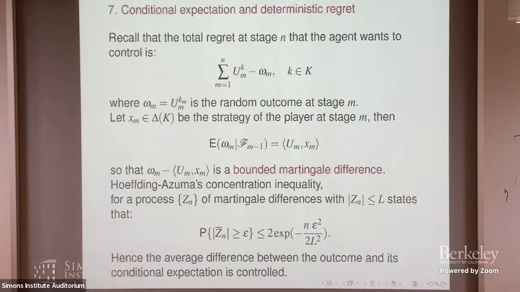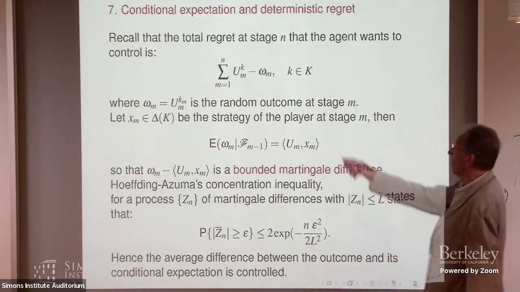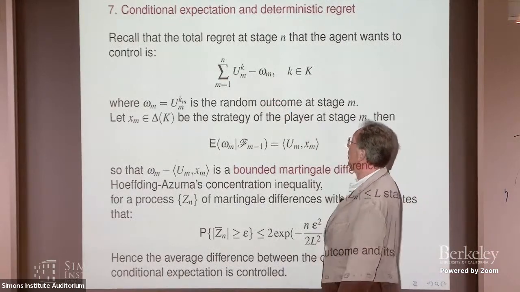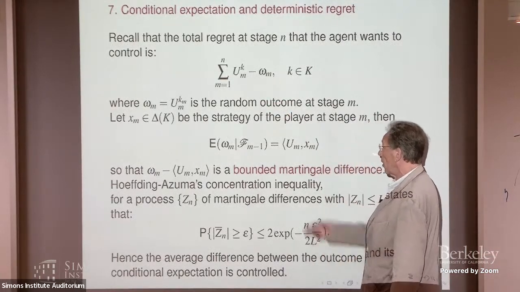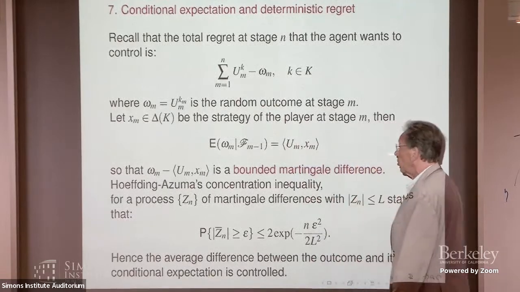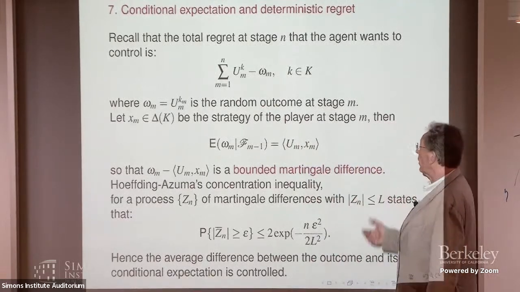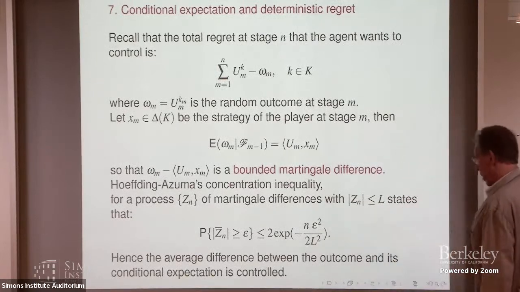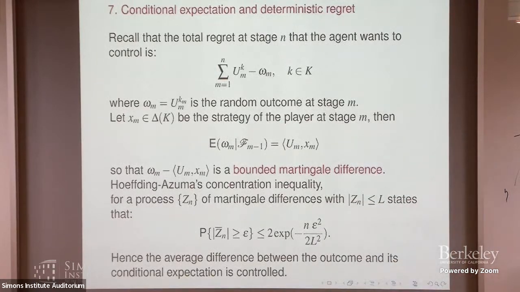Now remember that the total regret was this. This was a random variable, the random variable corresponding to my choice. I replace it by the conditional expectation, and the difference is a bounded martingale difference. I use Azuma's concentration inequality to reduce the analysis to this.